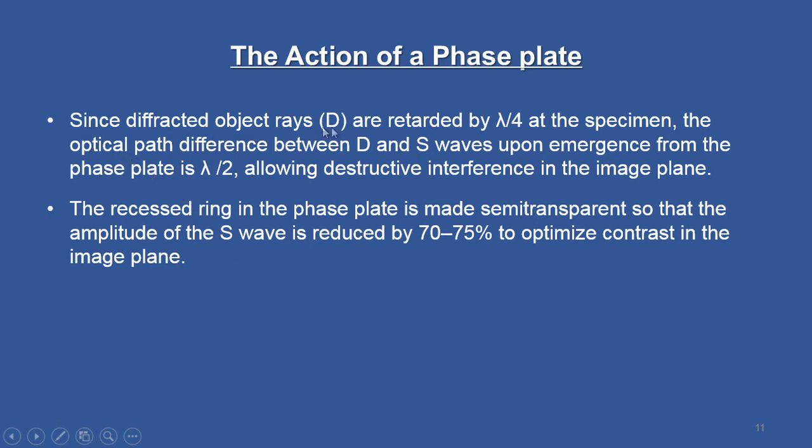Since the diffracted object rays D are retarded by lambda by 4 at the specimen, the optical path difference between D and S waves upon emergence from the phase plate is lambda by 2, allowing destructive interference in the image plane. The recessed ring in the phase plate is made semi-transparent so that the amplitude of the S wave is reduced by 70 to 75% to optimize the contrast in the image plane.